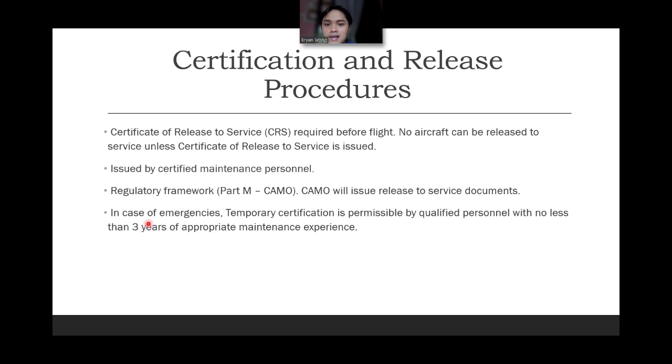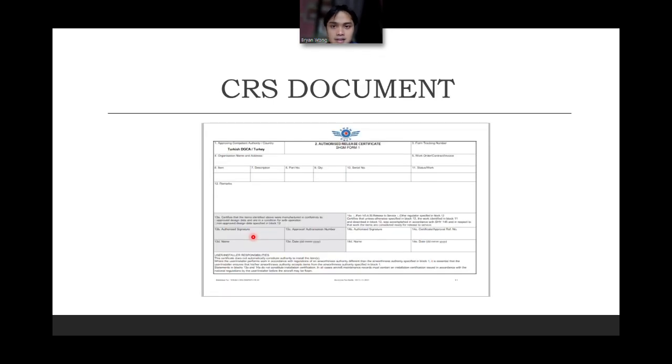In case of emergencies, temporary certification is permissible by qualified personnel with no less than 3 years of appropriate maintenance experience. So any qualified personnel can also issue it, but they must have not less than 3 years of appropriate maintenance experience. This is an example of a CRS, Certificate of Release to Service document. This is an example of the document, so have a look.